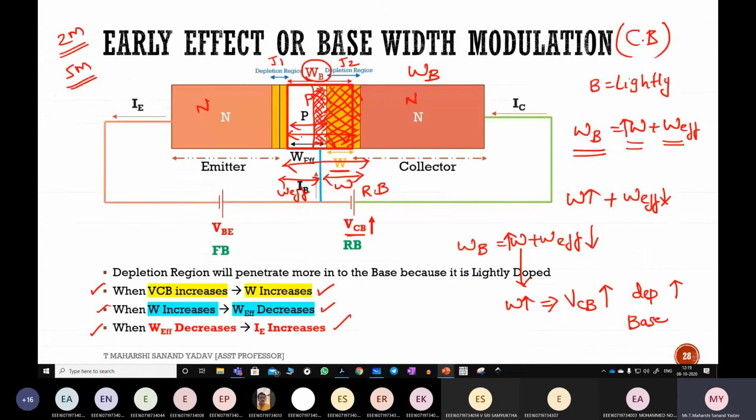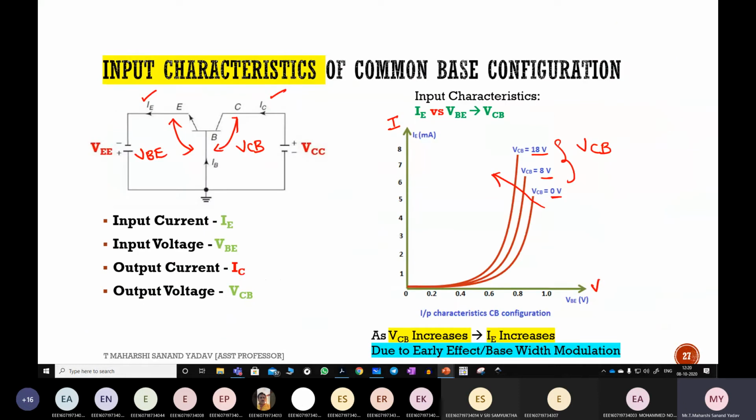This is the phenomenon called base width modulation. Simply because of the increase in reverse bias potential, the depletion region is penetrating more into the base. Why is it penetrating more into the base? The reason is it is very lightly doped, followed by it is very thin. So 100% sure you'll get this question. Now you tell me this.